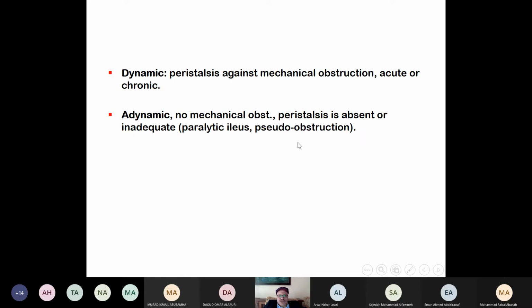So we divide intestinal obstruction into dynamic and adynamic. In dynamic, there is mechanical obstruction, and the intestine starts moving against that obstruction. That's why the patient will have the colic. That's why the bowel sounds will be increased. That's why sometimes you can even hear gross sounds, because the bowel is contracting against obstruction.